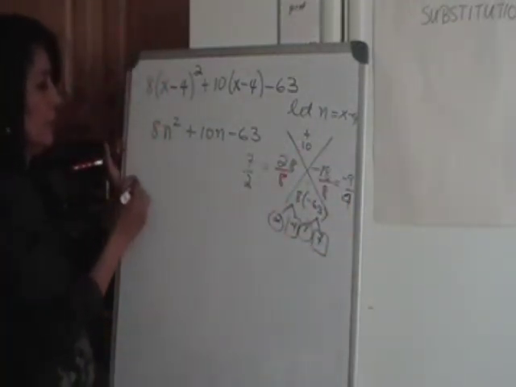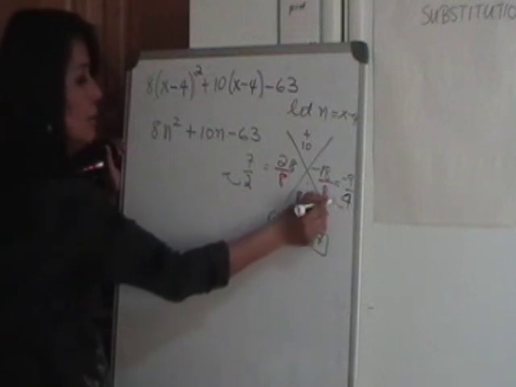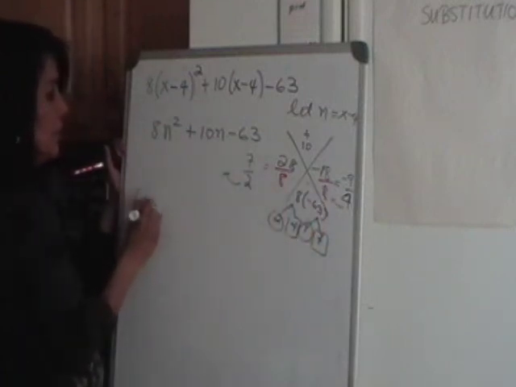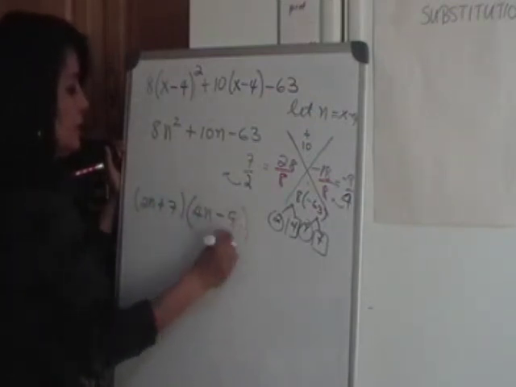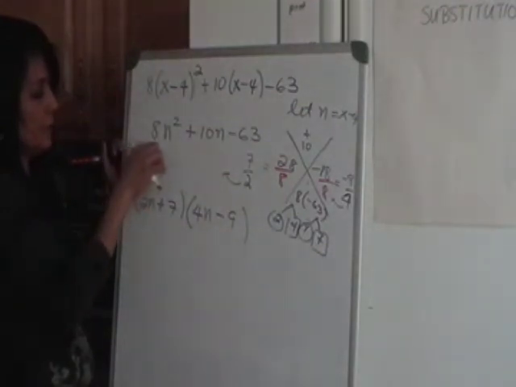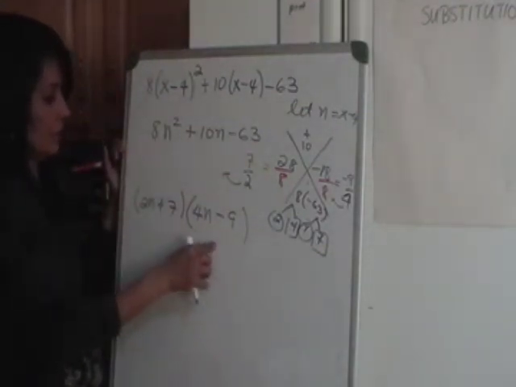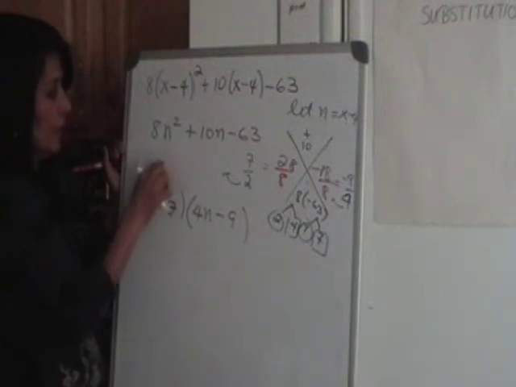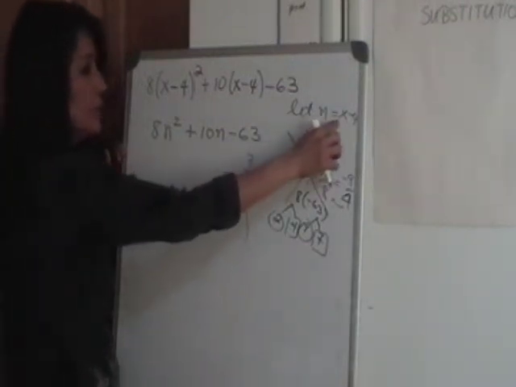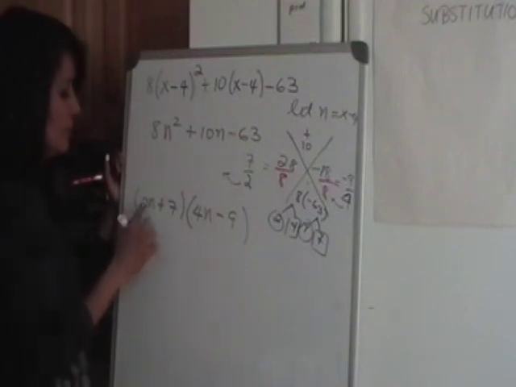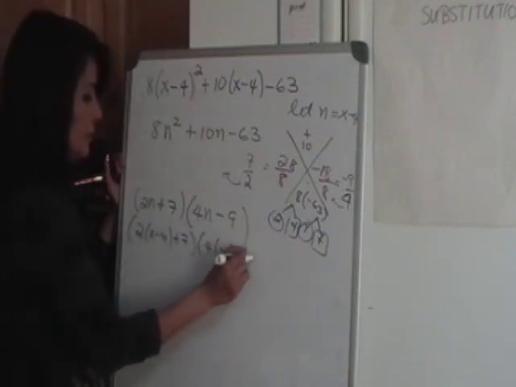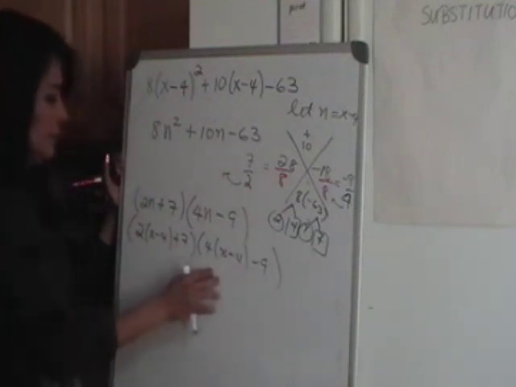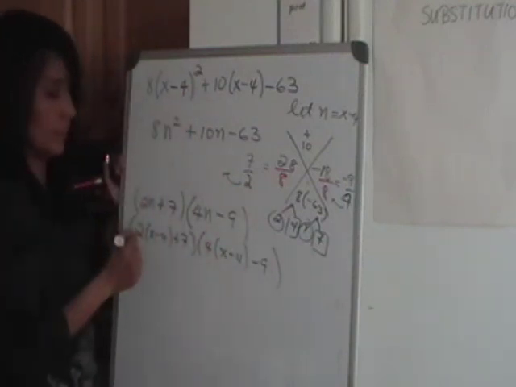Okay? So therefore, if you do bottoms up, the first factor is going to be 2n plus 7. The second factor is going to be 4n minus 9, okay? So we have factored this as this, and we can check that we got the correct factors, okay? But now all we have to do is go back to our original variable, which was x. N was x minus 4. So you just replace n by x minus 4. And simplify this to get the correct factored form for this, okay?